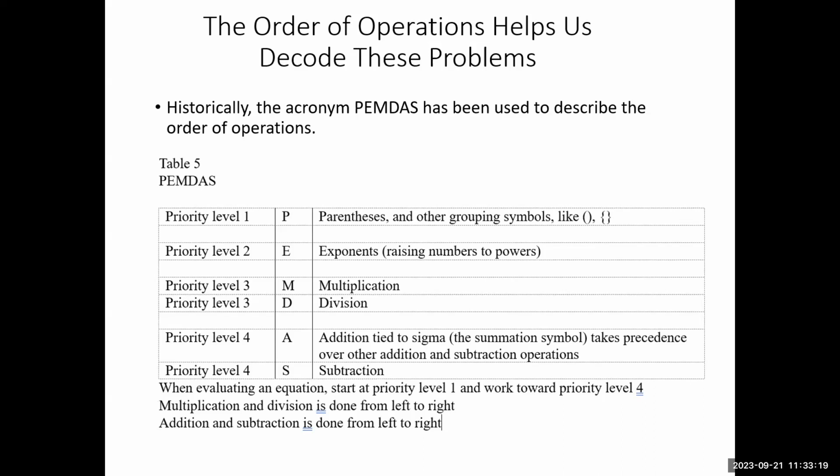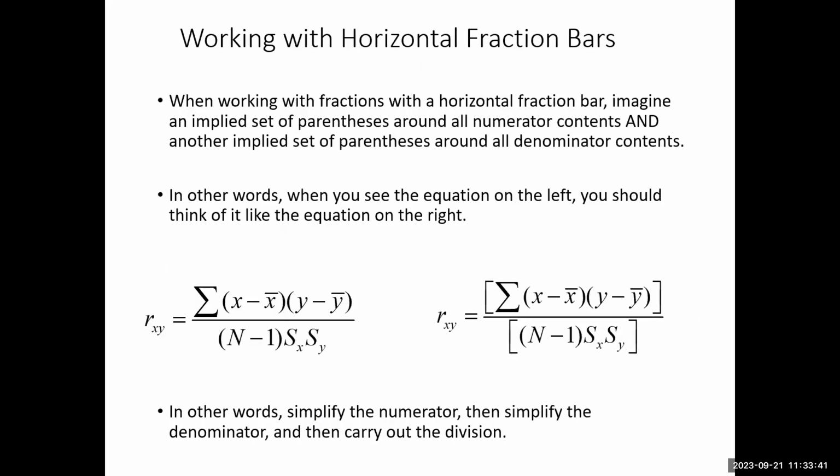I make a note there that addition tied to the sigma symbol, the summation symbol, takes precedence over other addition and subtraction operations. And then I also make a note that when we're working with multiplication and division, we work from left to right. The same is true with addition and subtraction. We're going to work from left to right.